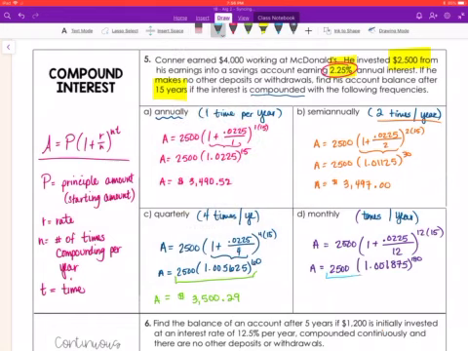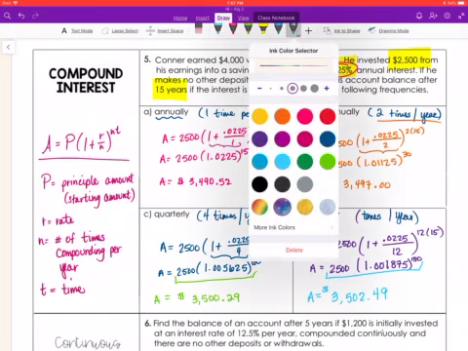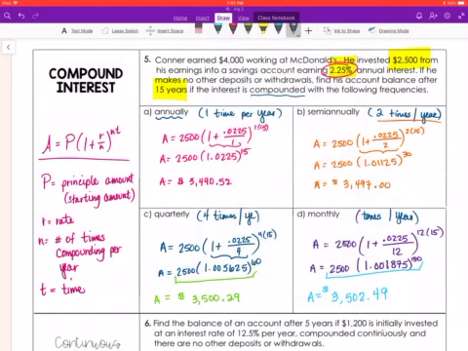Okay, so go ahead and put this string in your calculator. And when I do, the amount that I get is $3,502.49. So that's how much he'll have from a $2,500 investment if it's compounded annually, semi-annually, quarterly, and monthly.